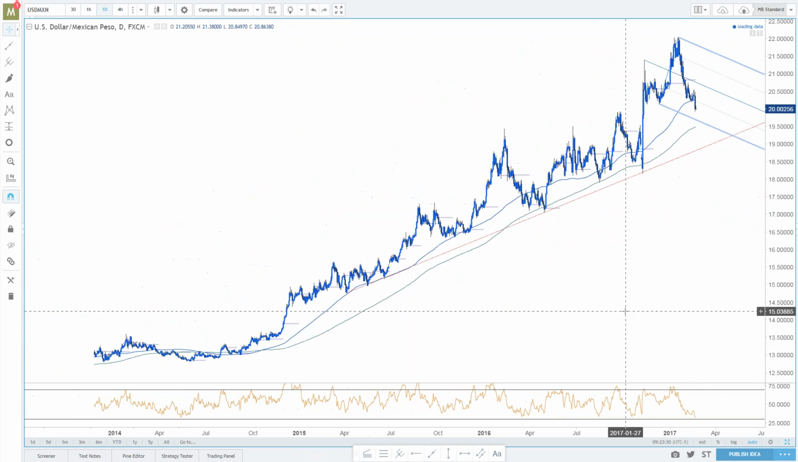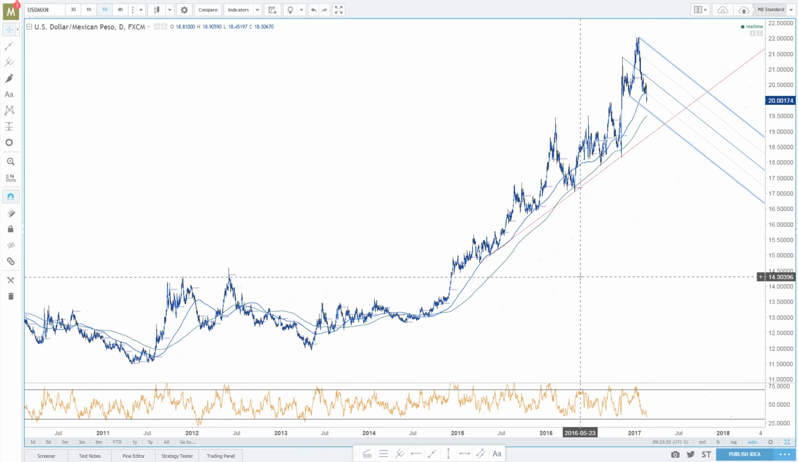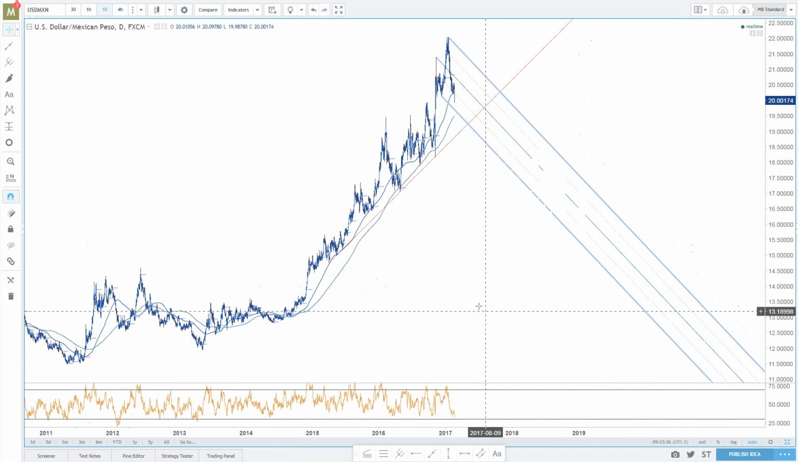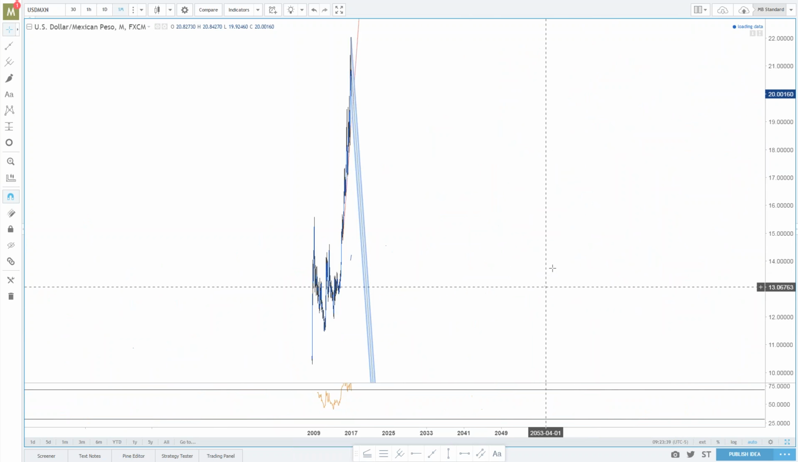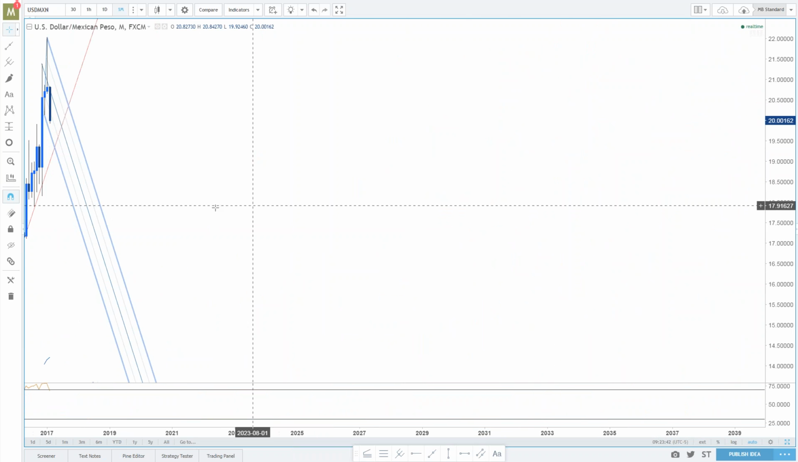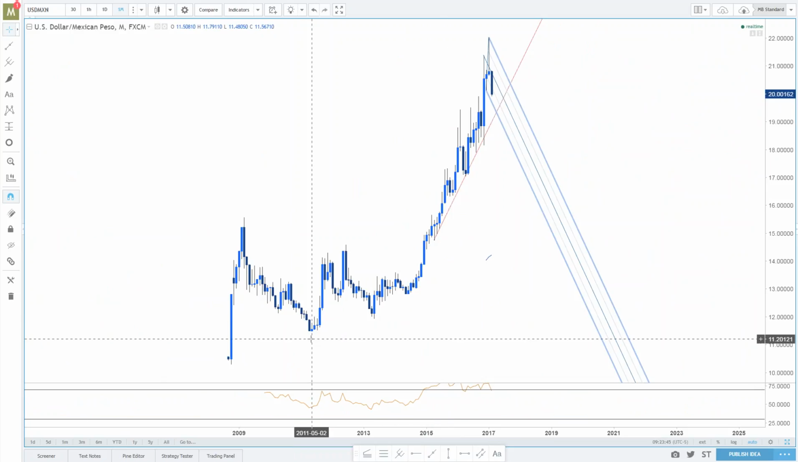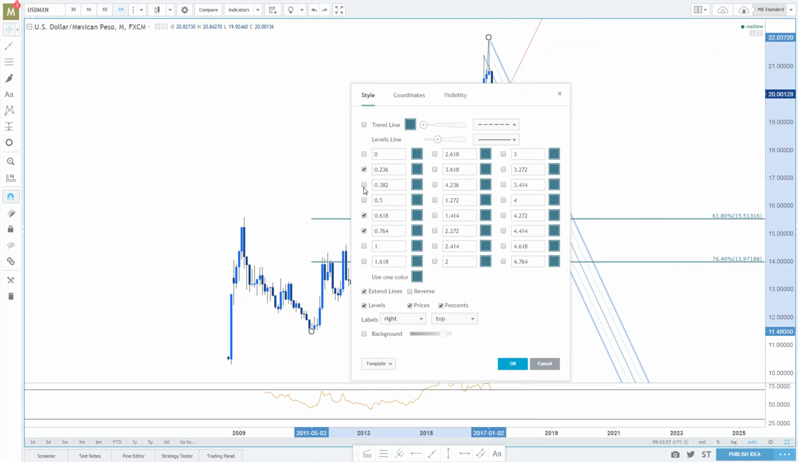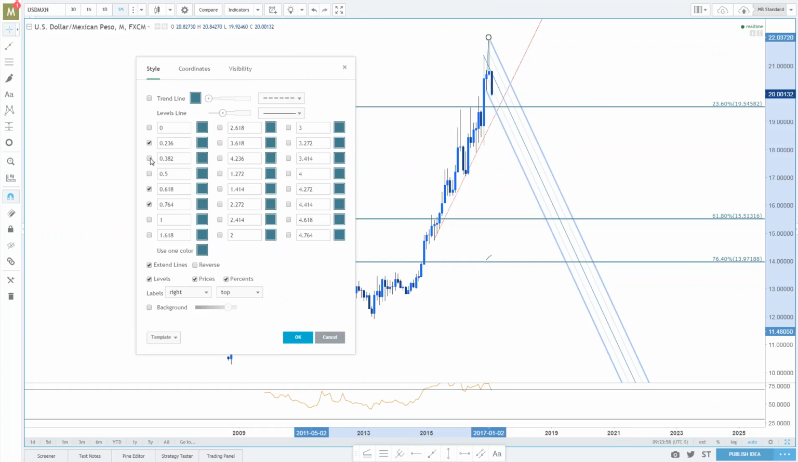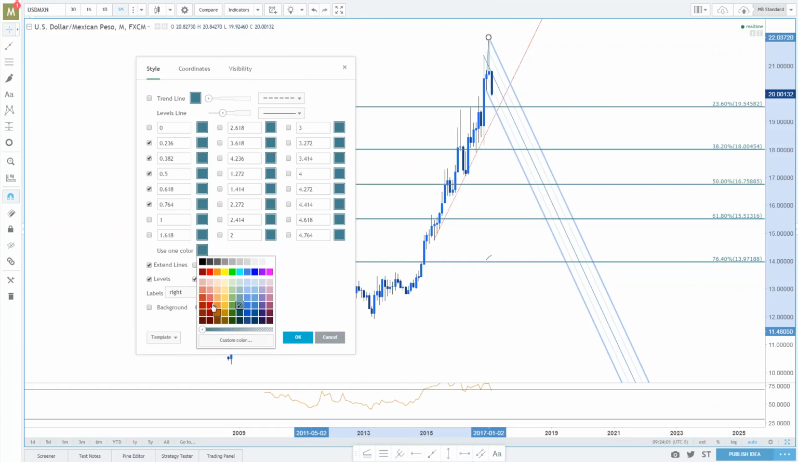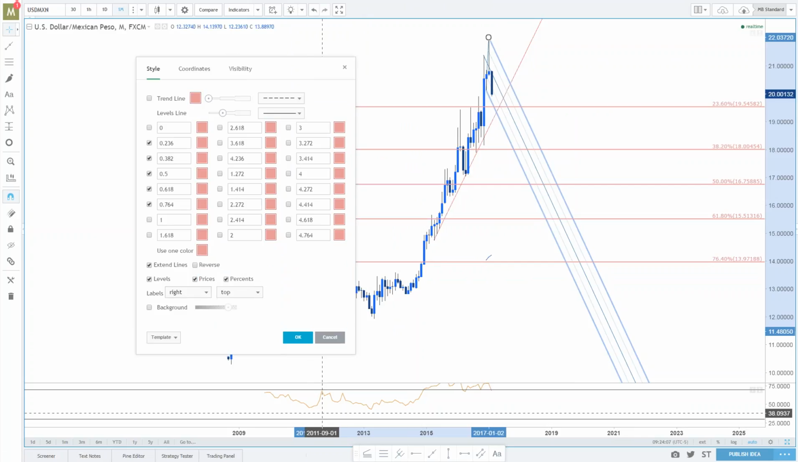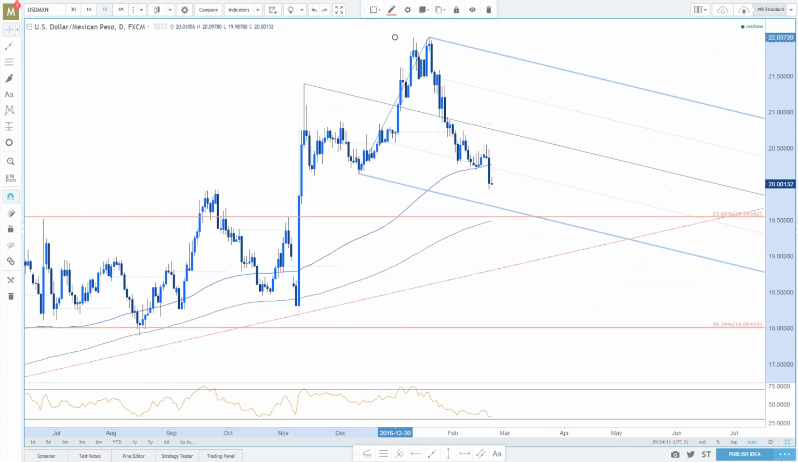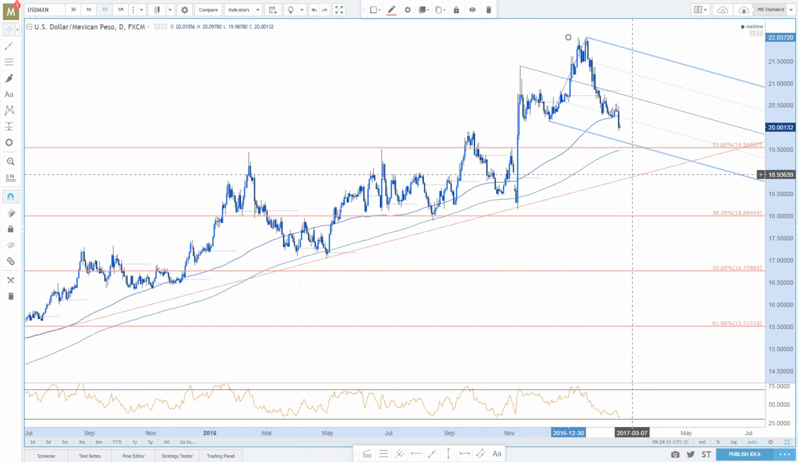Let's see here. Just want to see where the basic retracements come in. And we'll make this a different color so we know this is a longer term way out there. Bring it back into a day. And it shows us a basic 236 retracement right here.